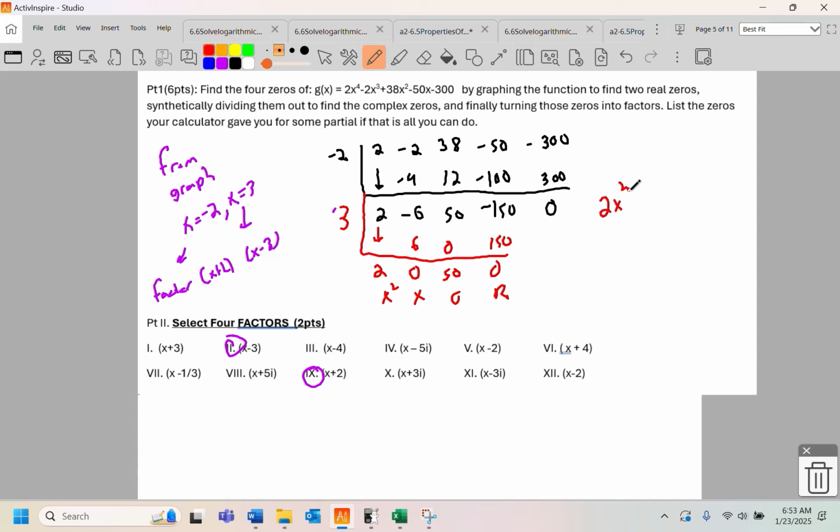So 2x squared plus 50 must be where the last 2 zeros are. 2x squared must be negative 50. X squared must be negative 25. So x must be plus or minus 5 imaginary units. So these are your 4 zeros. 1, 2, 3, 4. And if I'm a negative 5i, my factor is going to be a plus 5i. If I'm a positive 5i, my factor is a minus 5i. Easy peasy.